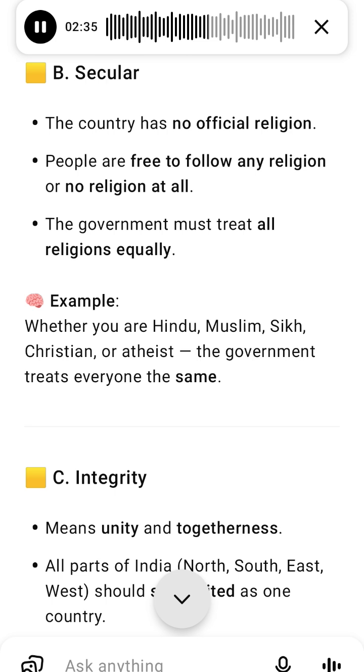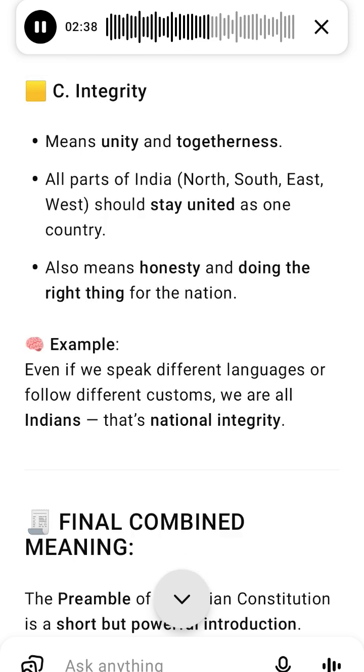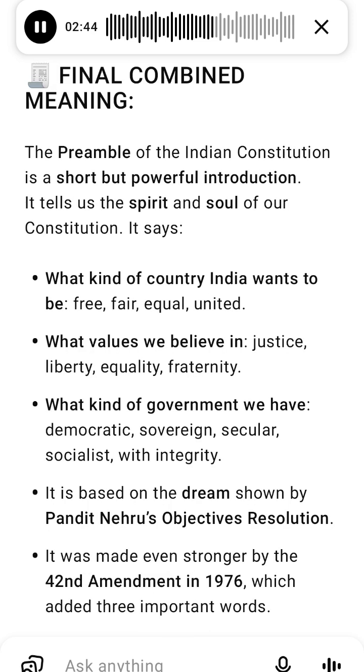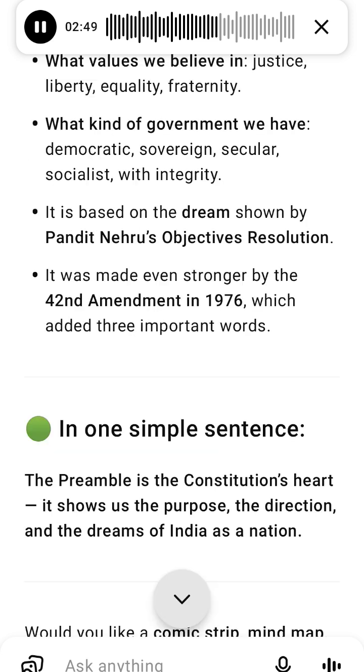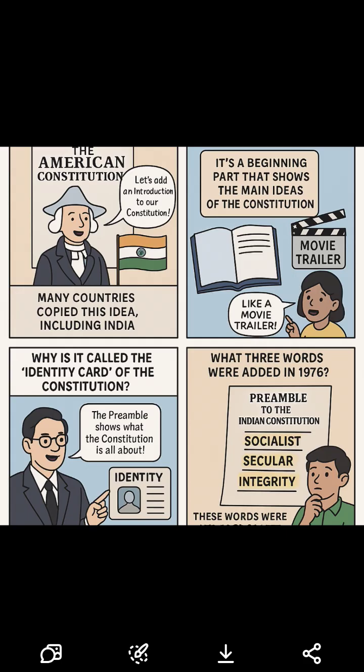A, socialist. The government should try to reduce the gap between rich and poor. Everyone should get equal chances for education, jobs, healthcare. It supports free schools, free hospitals, job schemes, etc. If a poor person and a rich person both get free education from the government, that's socialism.